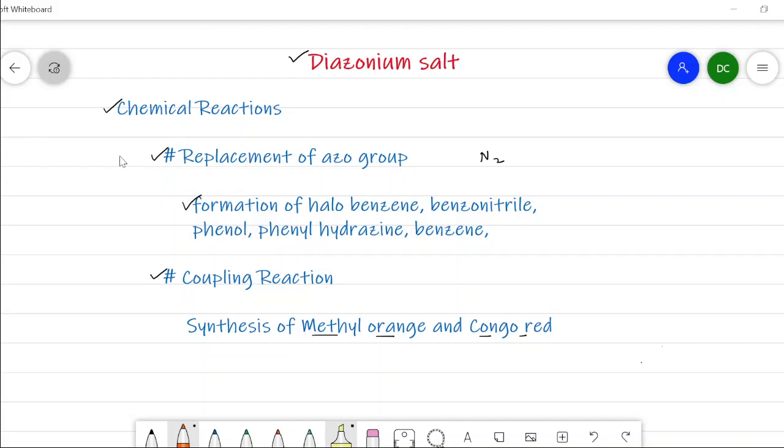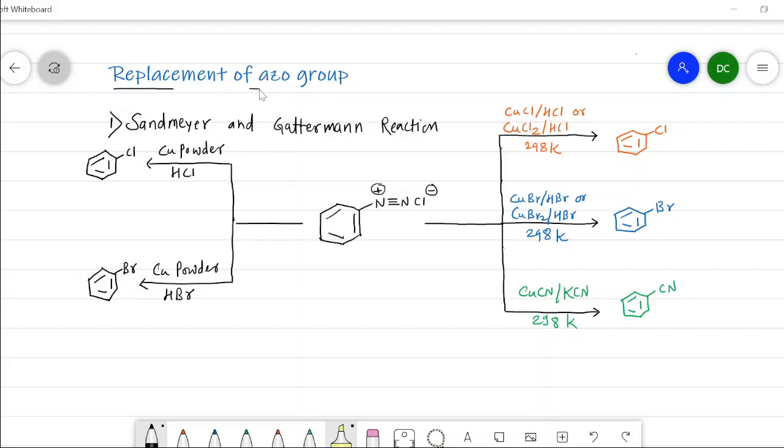So let's begin with the replacement of the azo group. The replacement of the azo group in benzene diazonium chloride leads to the formation of various compounds such as phenol, haloarenes, benzonitrile, nitrobenzene, as well as benzene as a product. In this part, we will discuss the Sandmeyer and Gattermann reactions, as well as the formation of various other compounds. So first of all, we will start with the Sandmeyer and Gattermann reactions.